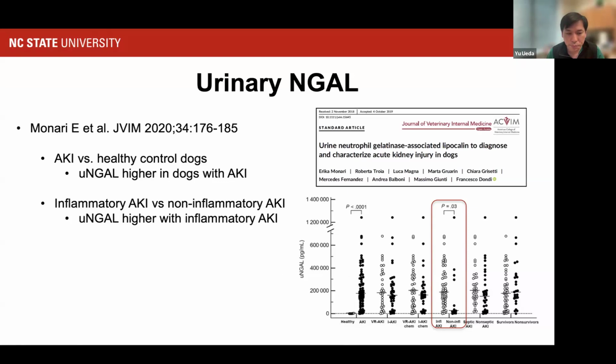They also found out that patients with inflammatory AKI, or AKI with inflammation such as pyelonephritis, could have a much higher urinary NGAL concentration compared to non-inflammatory AKI patients. This is probably due to increased expression and production of NGAL from neutrophils, white blood cells, in the urinary system.